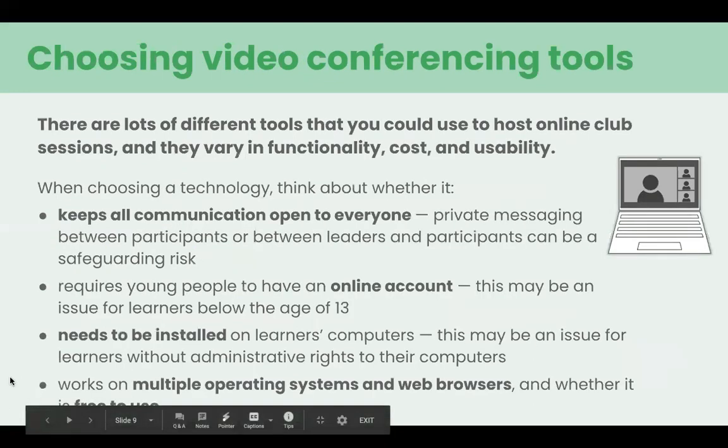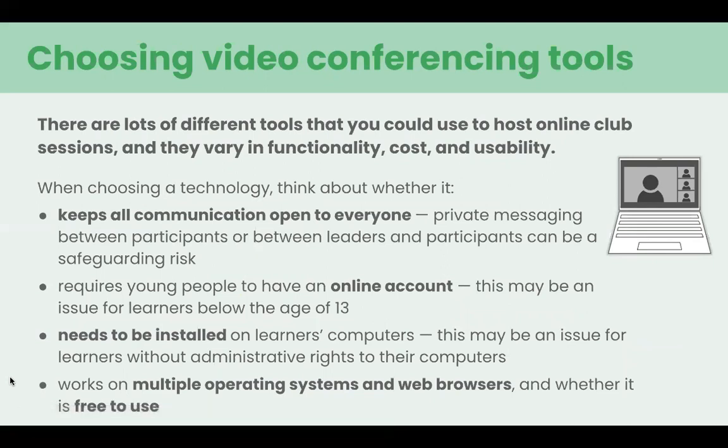Moving on to choosing a video conferencing tool. So there are a lot of different tools that you could use to host an online club session, and they vary in functionality, cost, and usability. Here are a few things to keep in mind. Hosts, this is the most important for you, but volunteers, something to keep in mind if you ever consider running your own club. So you need one that keeps all the communication open to everyone. Private messaging between participants or between leaders and participants can be a safeguarding risk.